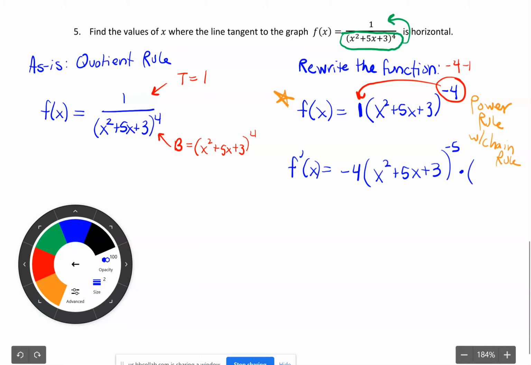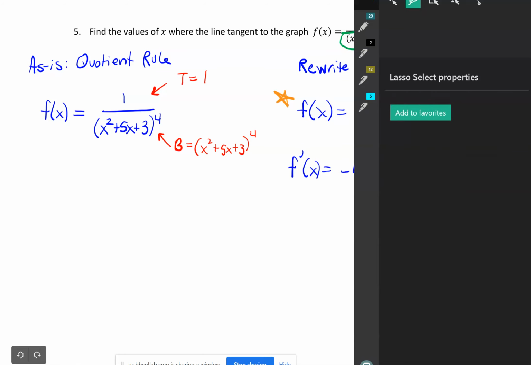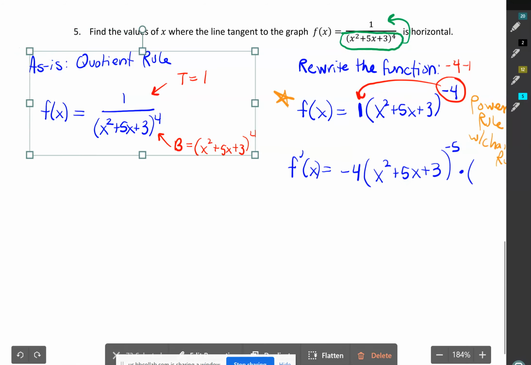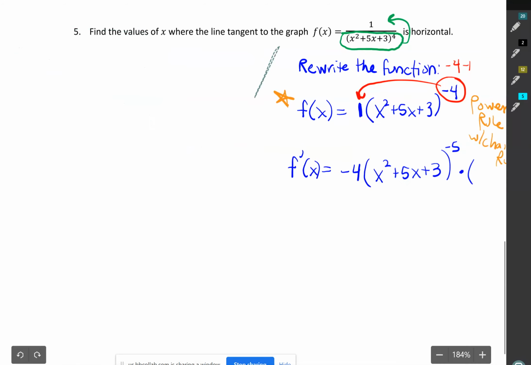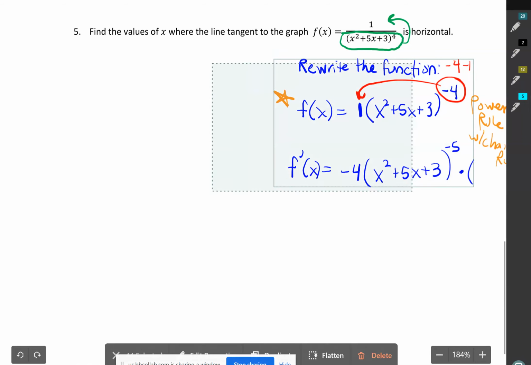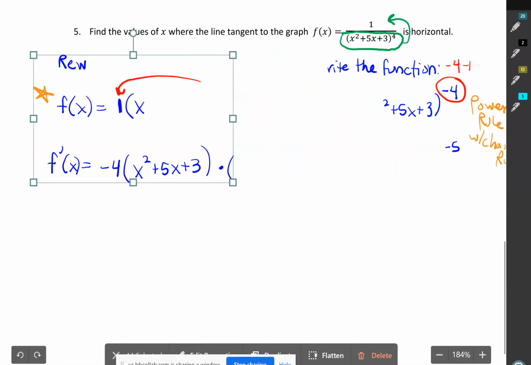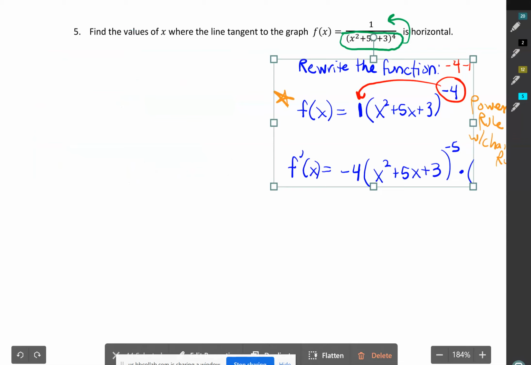So let me relocate this real quick so I can have some more room. Here we go. Oh, that didn't work out very well. Give me a second.